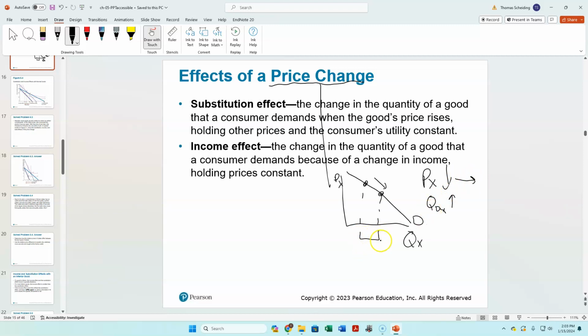We want to understand this total change here. This total change is caused by these two things, the substitution effect and the income effect. So let's talk about each of these. The substitution effect is people buying more stuff.